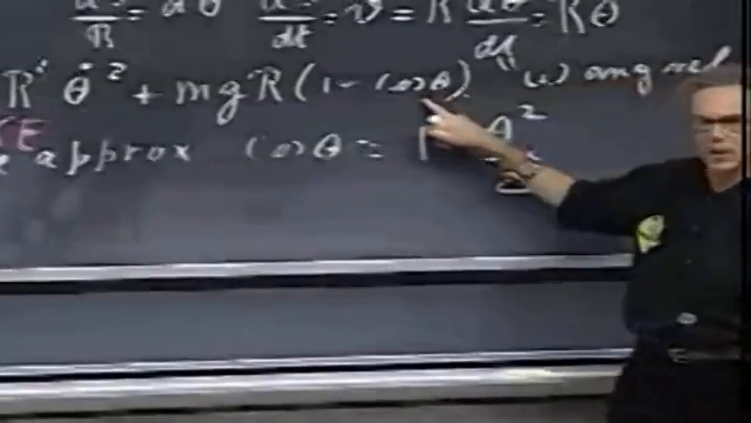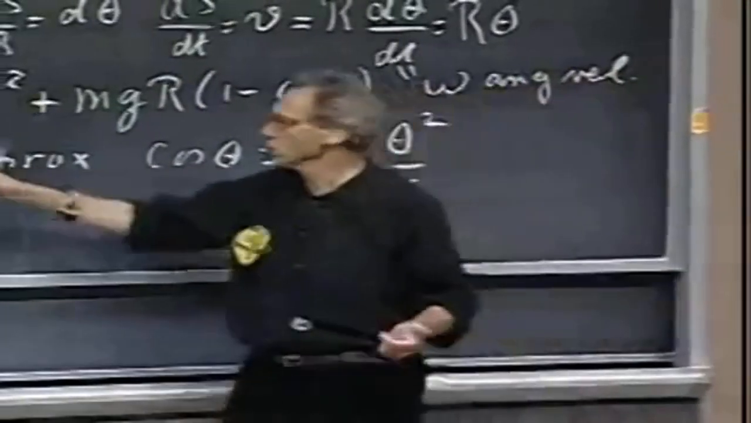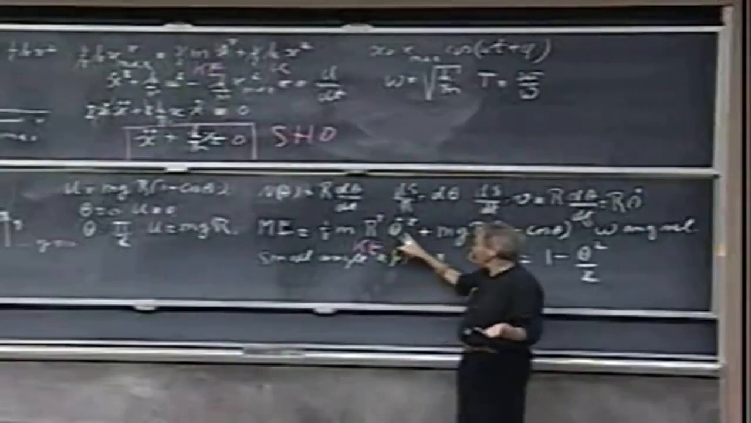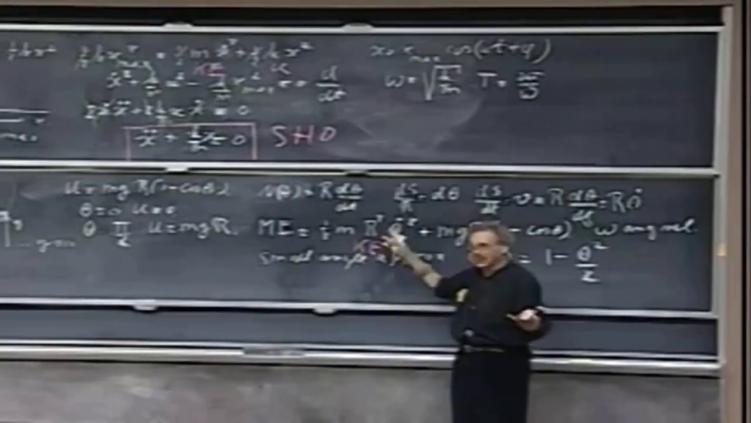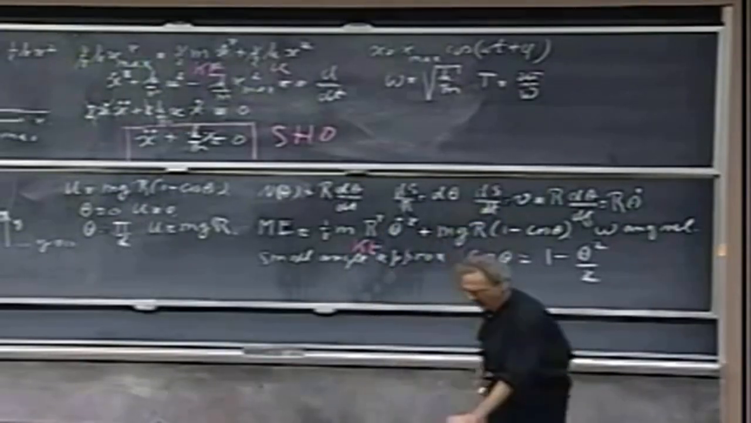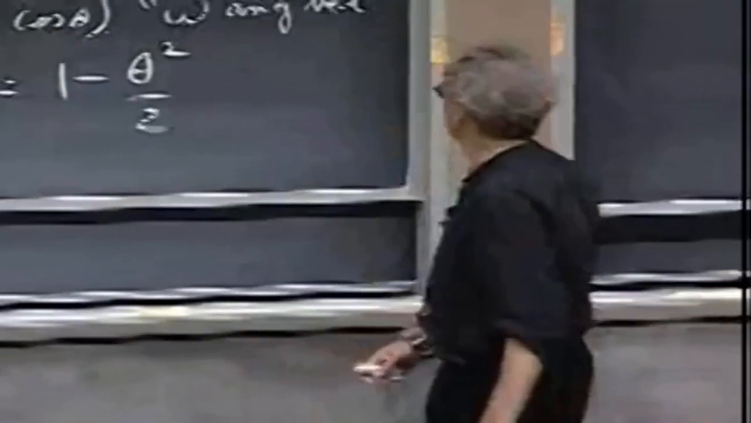Because if we said the cosine of theta is 1, this becomes 0 and you end up with nonsense. Because it would say that the mechanical energy is changing all the time because this velocity is changing all the time. So we cannot do that. We would kill ourselves if we did that. The approximation is really amazingly good.